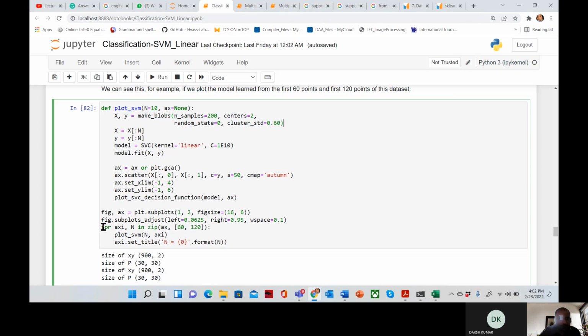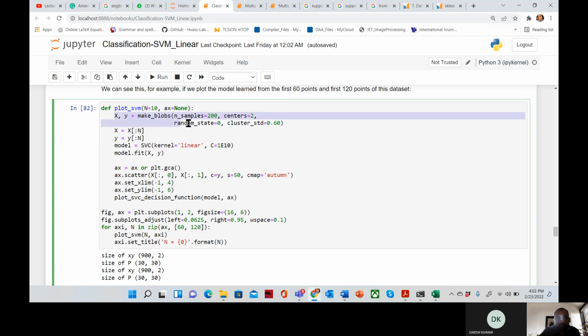See, ax, n in zip ax this. That means your n will be this. Okay. So plot SVM and ax. So n will be what here? N will be 60. Yes sir. N will be 60. Okay. So it will go in this function. N will be 60.